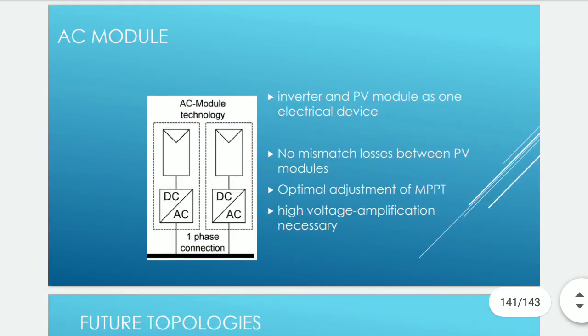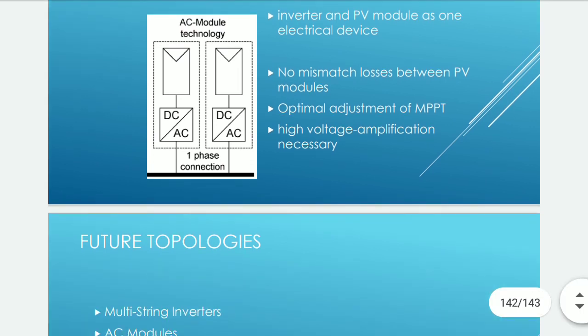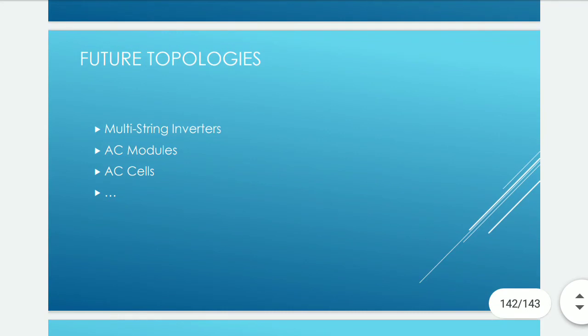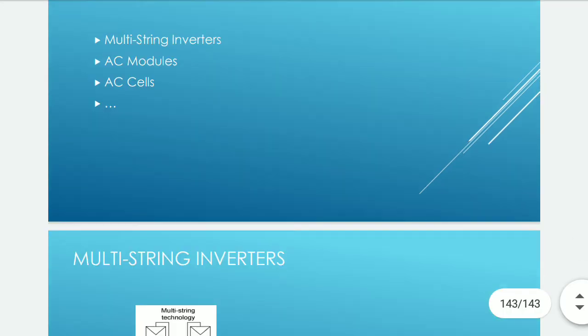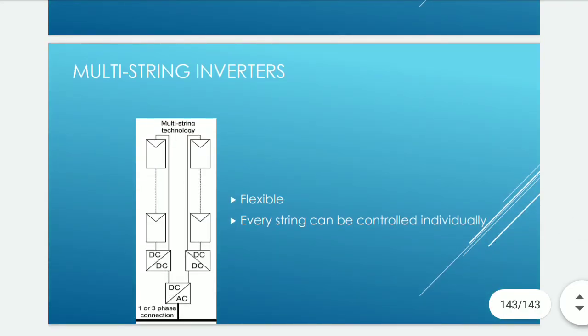AC module technology: inverter and PV module as one electrical device, no mismatch losses between PV modules, optimal adjustment of MPPT, but high voltage amplification is necessary. Future topology: multi-string inverter, AC module, AC cell. Flexible, everything can be controlled individually.